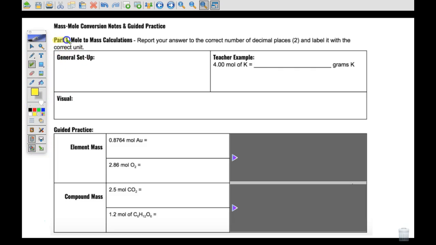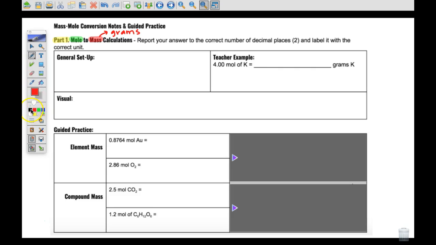In part 1, we're going to be starting with moles and ending in mass. So we're going from moles to mass, while our units are going to be in grams, as grams is a standard unit for mass.